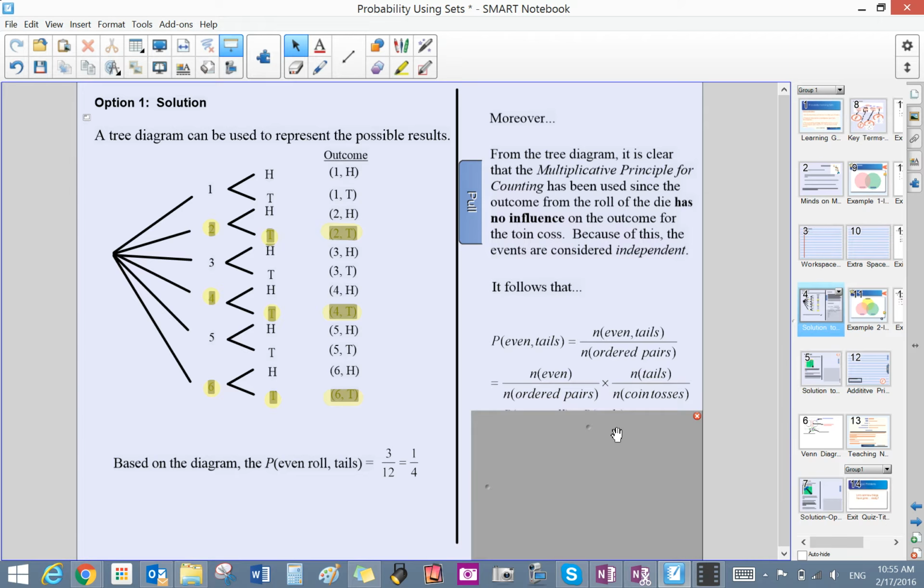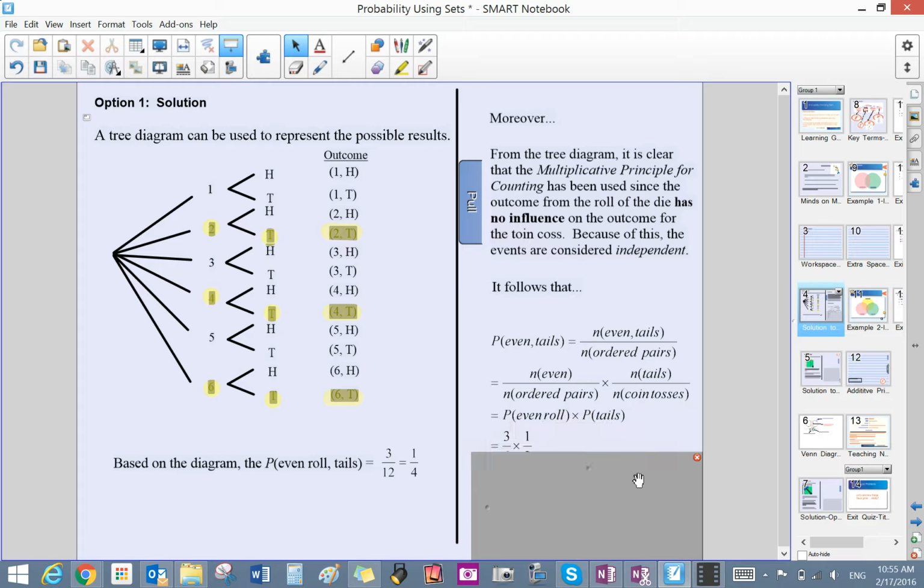Okay, so that can be broken down into the following. The probability of the compound event is that of each of the simple events. So we can take the probability of even and multiply it by the probability of flipping tails.